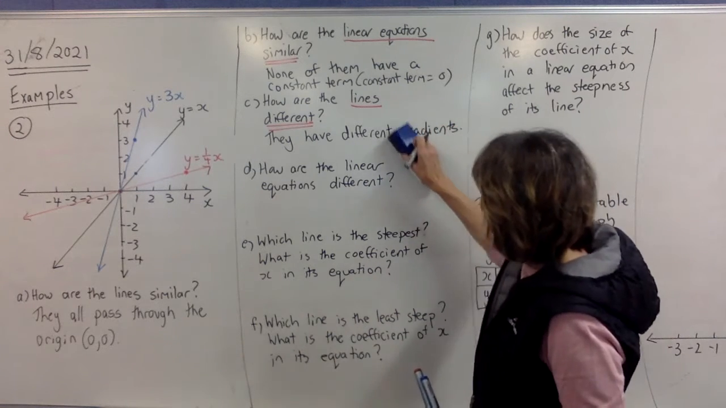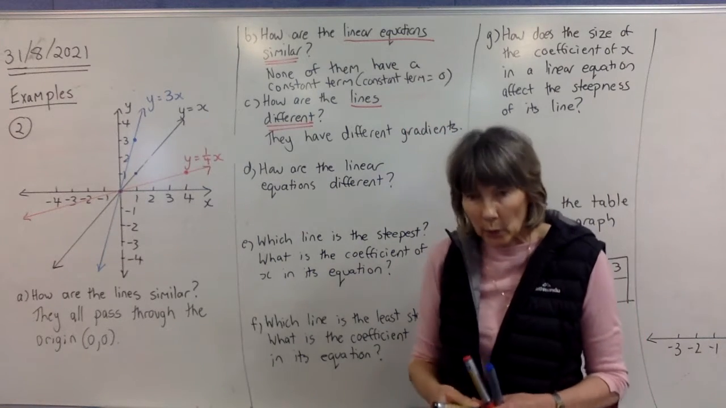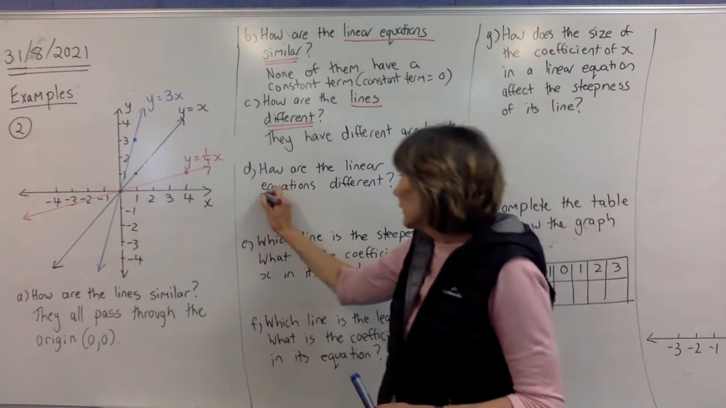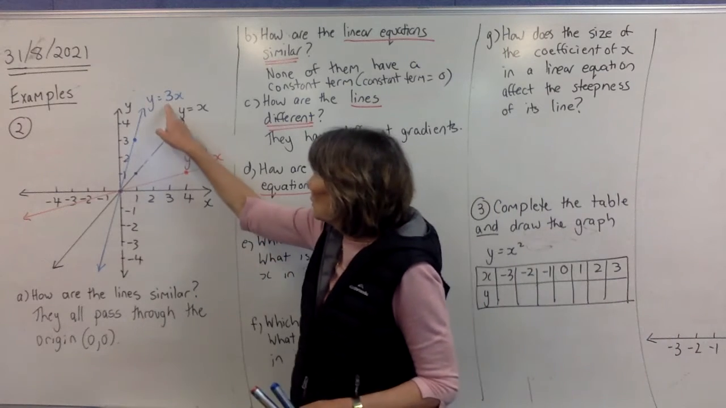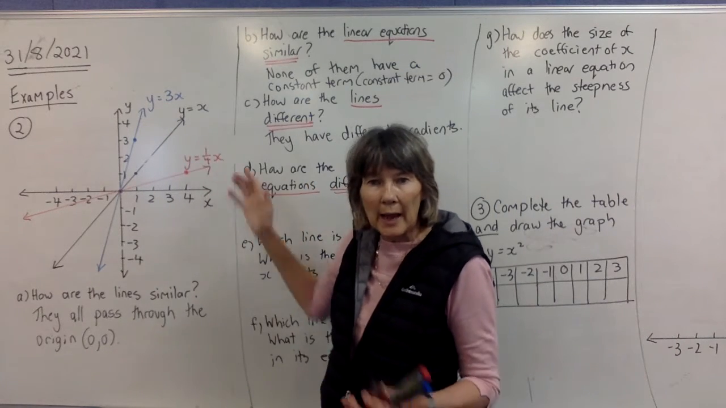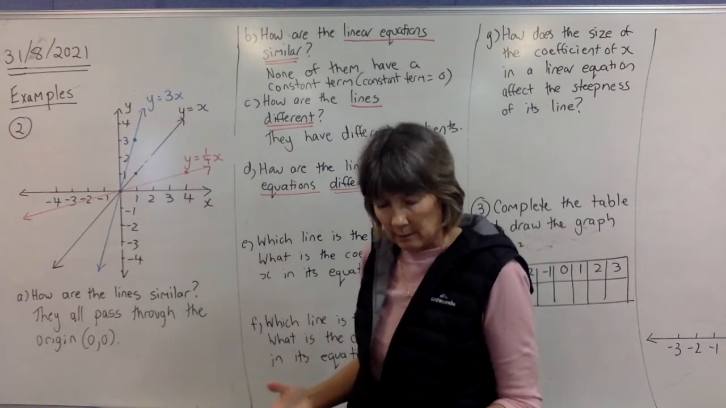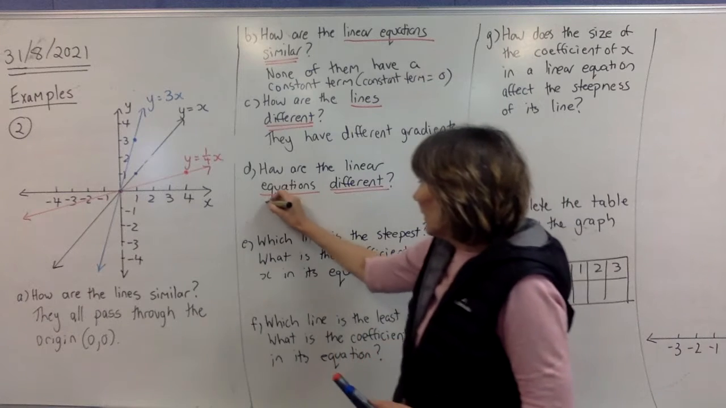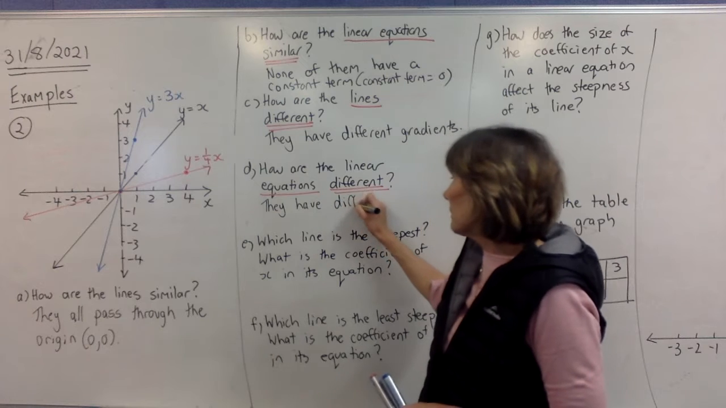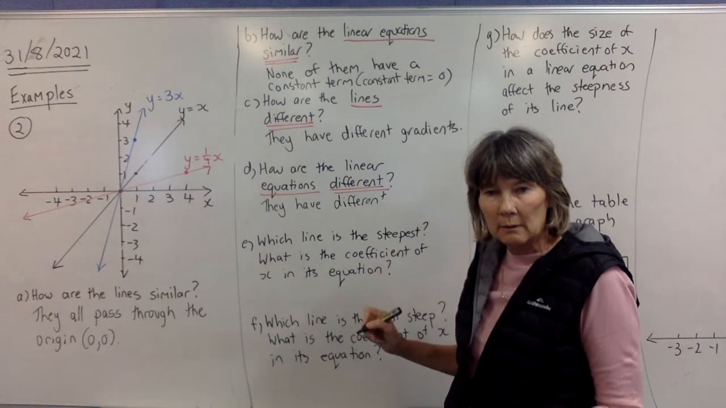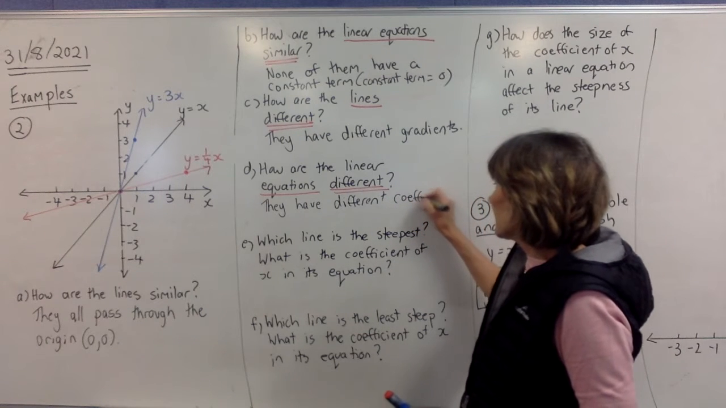Okay, now let's look at the next question. It says, how are the linear equations different? So we're looking at the equations and how are they different? So let's look at these 3 equations. How are they different? Well, the number in front of the x is different, isn't it? So that's what we're going to say. They have different, now what is that number in front of the x called again? It's a coefficient. So they have different coefficients of x.